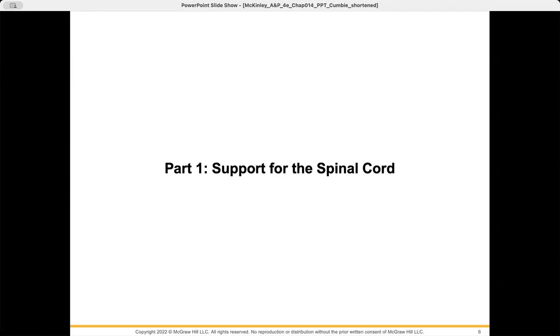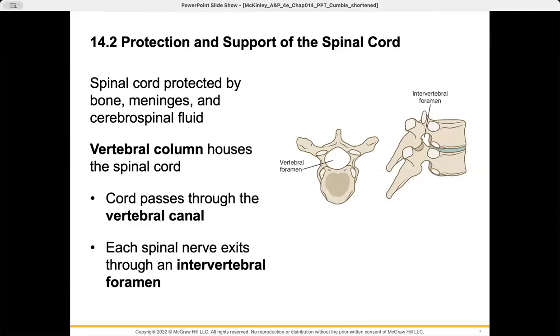Let's look, just like we did at the brain, at some support structures for the spinal cord. These are going to be very similar to the brain, different bones, but we are going to have the same meninges and the same cerebrospinal fluid. So we have what we call our vertebral column, which is the grouping of our vertebrae that are going to house your spinal cord. And we have these vertebral foramen that we've learned previously for these bones. When they all form together, they allow us to form the vertebral canal, which is where the spinal cord actually goes through.